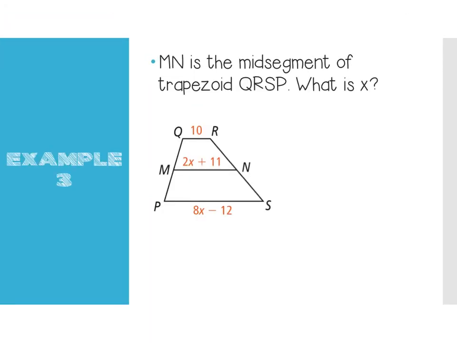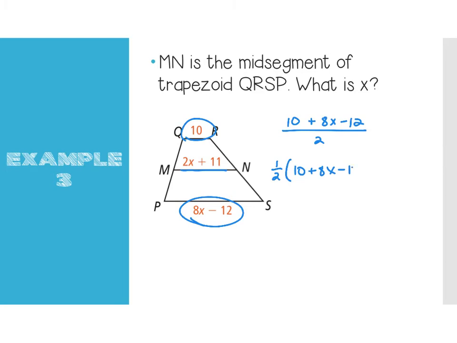Okay, example 3 says MN is the midsegment of trapezoid QRSP. What is X? We just said that this is the midsegment, and the midsegment would equal 1/2 the sum of the two bases. So I can say 10 plus 8X minus 12, divided by 2, or 1/2 times 10 plus 8X minus 12, would equal the midsegment, which is 2X plus 11. So I would combine my like terms on the inside here, and I'd get 1/2 times 8X minus 2 equals 2X plus 11.